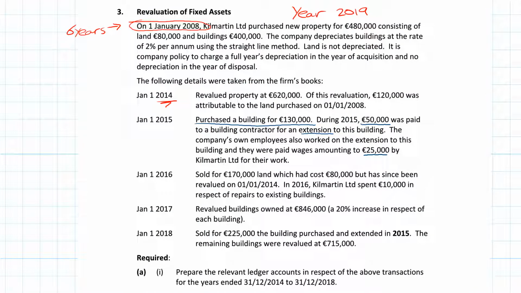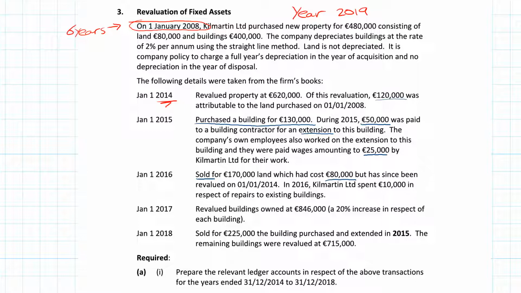So we are now talking about selling. So sold, that always makes us think of a disposal account. So that's what selling things like fixed assets should be going into our head. It always means disposal. So we sold for 170,000 land which cost 80. So that just means that they're telling us that it's the original land that we bought, but has since been revalued on the 1st of 1st, 2014. So again, they told us that it was revalued to 120,000.